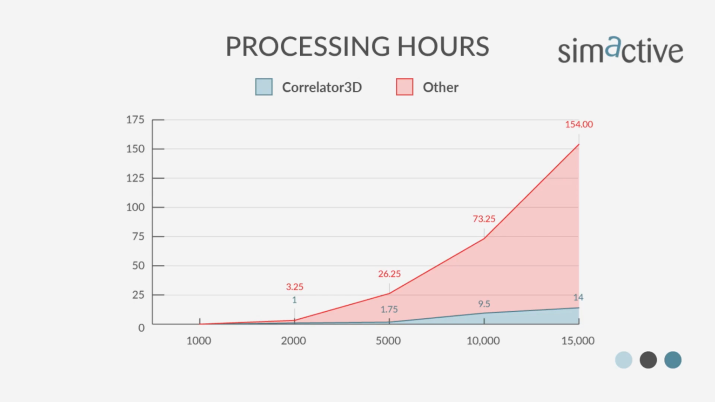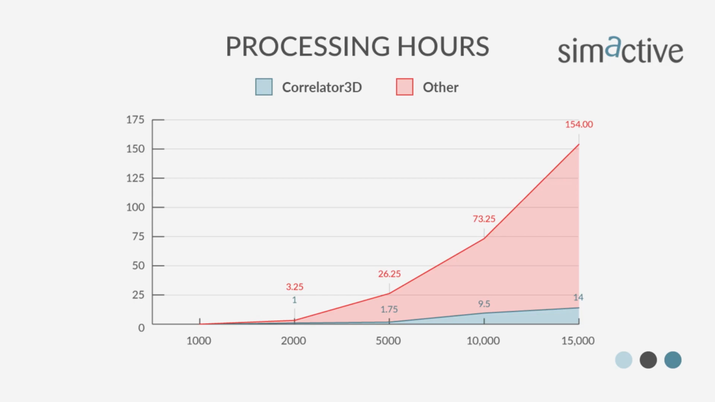It's not much. But once we start talking about 2,000 and 5,000 on up, you really start to see a loss in efficiency in hours. So for example, this is no joke, Correlator3D, especially as we get into large data sets with our DSM processing capabilities, we're clocking in at about 14 hours to do 15,000 images.